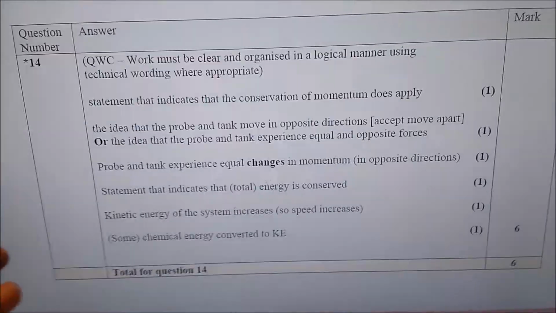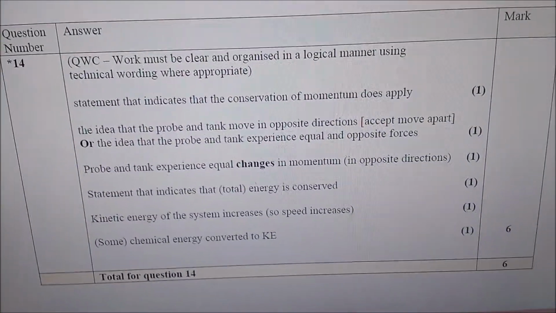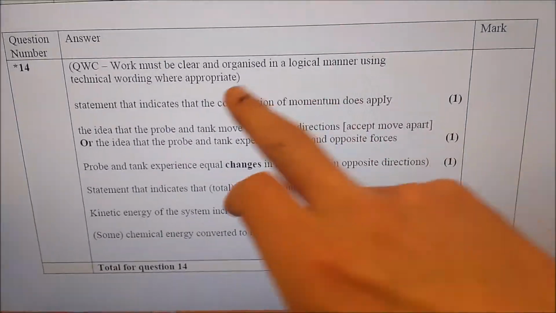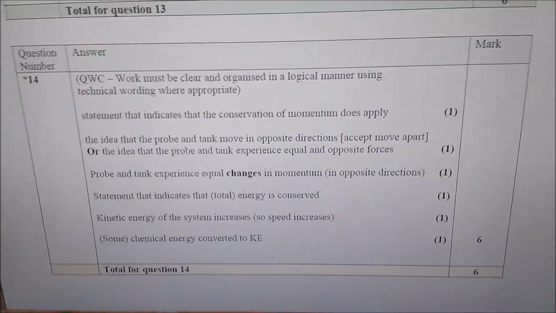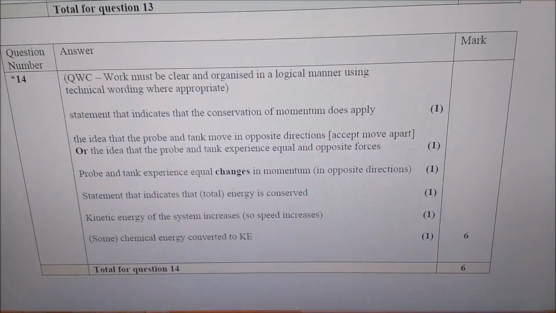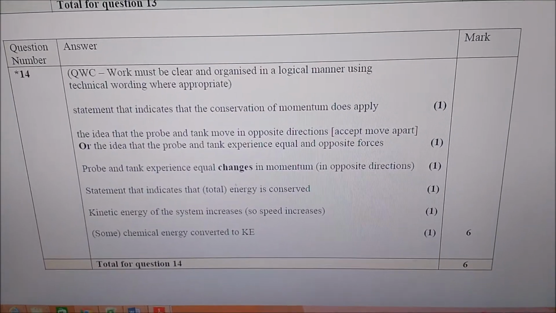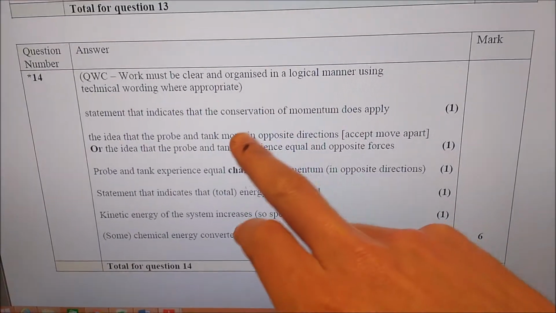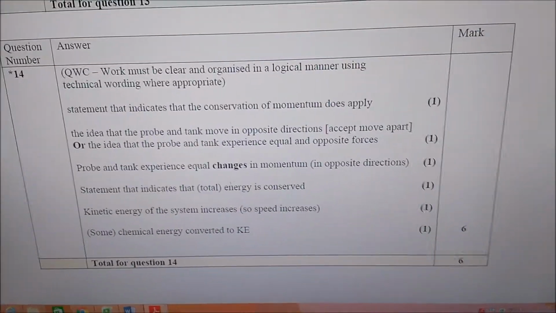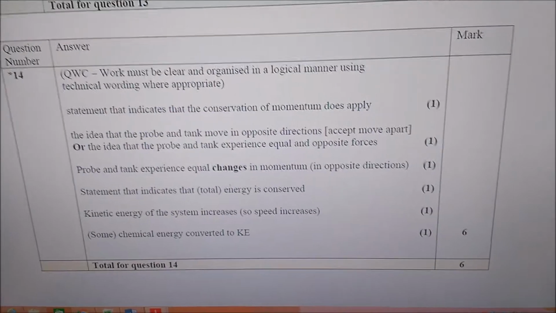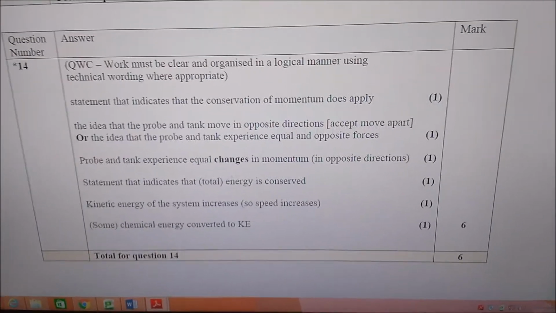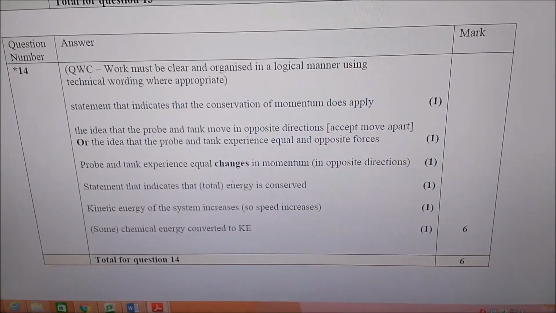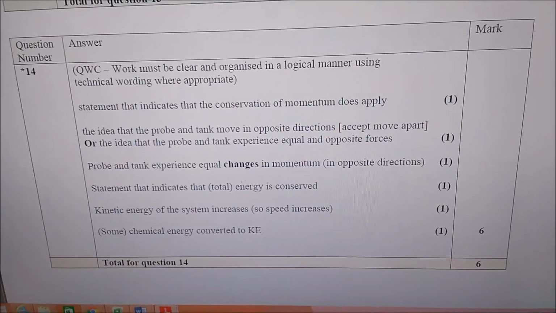So that raises a couple of points. One, you can either speculate that the probe and the tank actually move in opposite directions, that the empty fuel tank does actually move backwards. It does say here move in opposite directions rather than have opposite velocity changes, but it may recognise that point that one has an increase in speed and the other has a decrease in speed. It's the idea that they have opposite velocity changes.